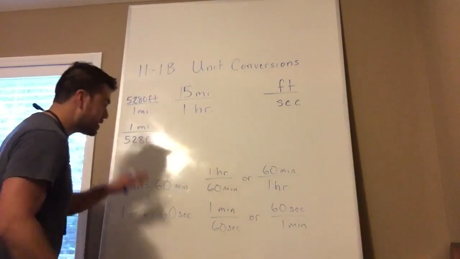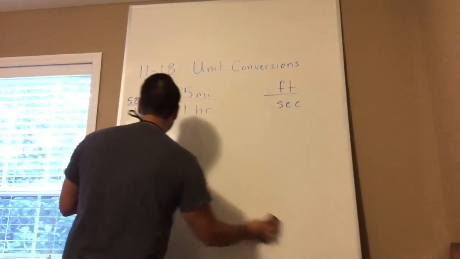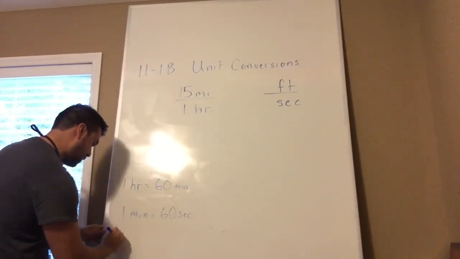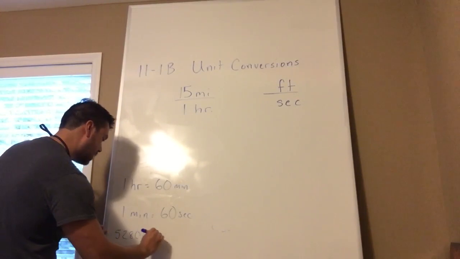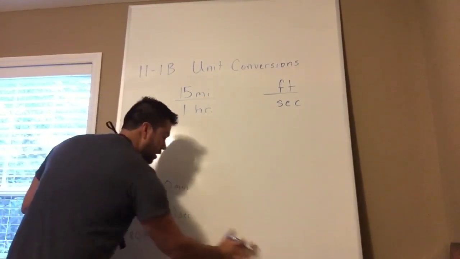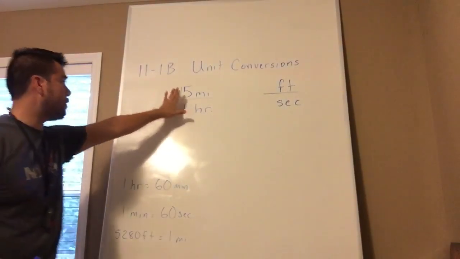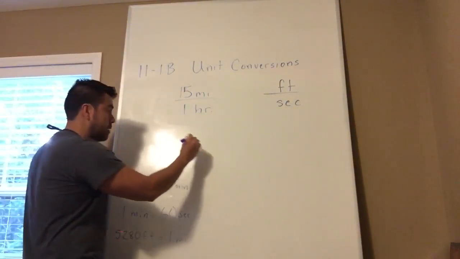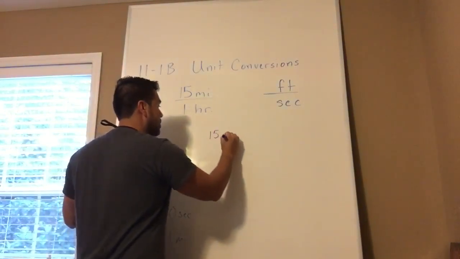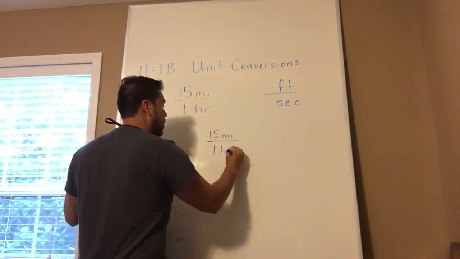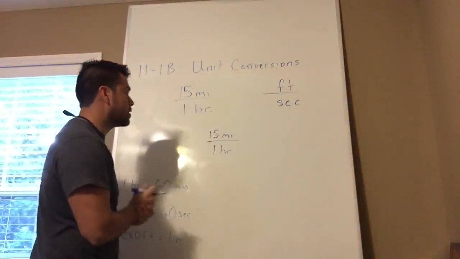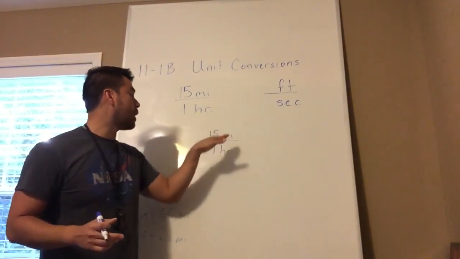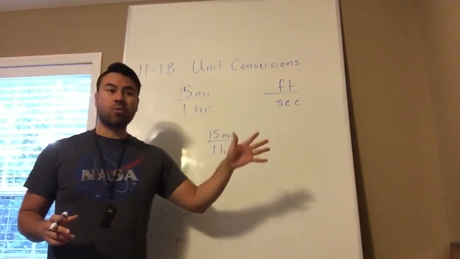So I'm going to erase these right here, and I'm just going to put these facts down here. 5,280 feet is equal to 1 mile. So now this is what I'm going to do. I'm going to go from 15 miles per hour to feet per second. And so I'll rewrite that over here, 15 miles, 1 hour. I want to get to the feet per second. So you have to either go from miles to feet or hours to seconds. Don't try to do both at the same time.